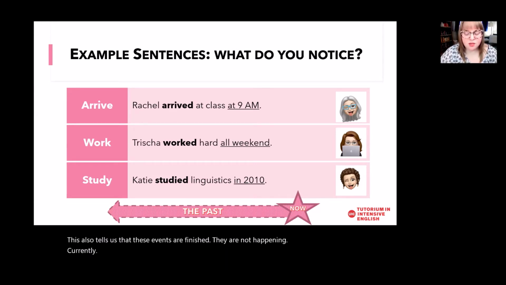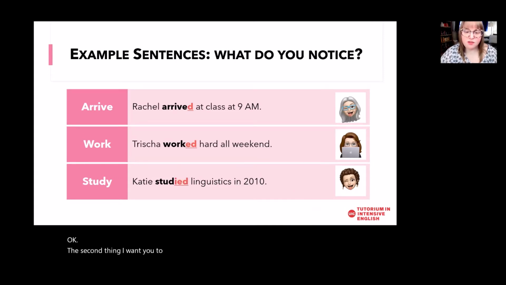Okay. The second thing I want you to notice are the verb endings. So arrive becomes arrived with D. Work becomes worked with ED. And study becomes studied with IED. Why are they all different? Well, let's learn the rules.